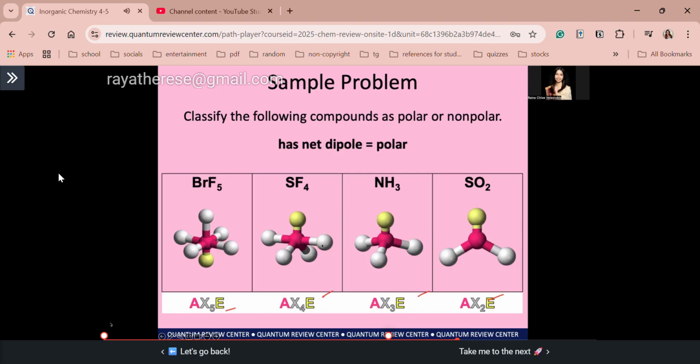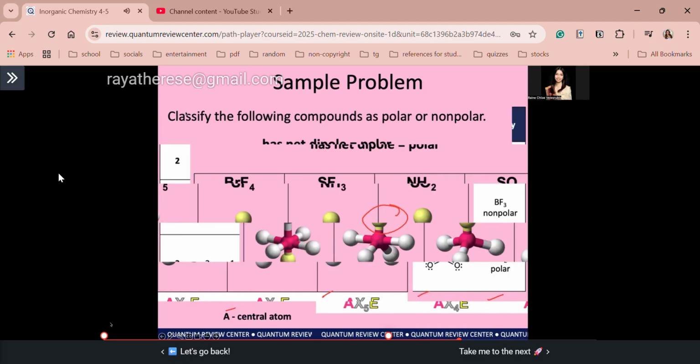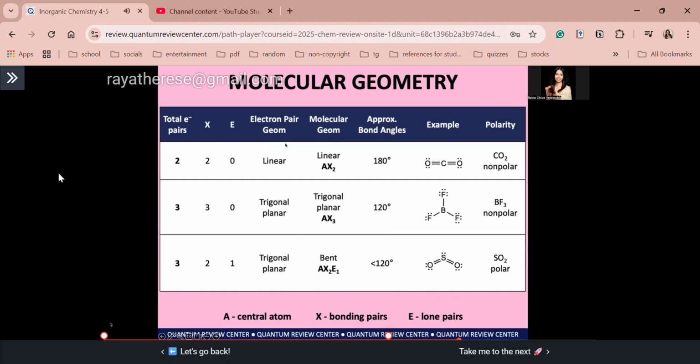So lone pairs contribute to polarity by repelling the bond pairs, which distorts the molecular geometry and leads to asymmetry. So lone pairs, they also affect the electron distribution or the charge distribution within the molecule. Kaya nagkakaroon tayo ng net dipole or non-zero dipole moment. Okay? So, the technique here is, alamin niyo muna ang correct geometry ng molecule and properly check if there is a net dipole. Huwag kayong mag-assume agad na porket may lone pair, polar. Okay? Hindi ganun.